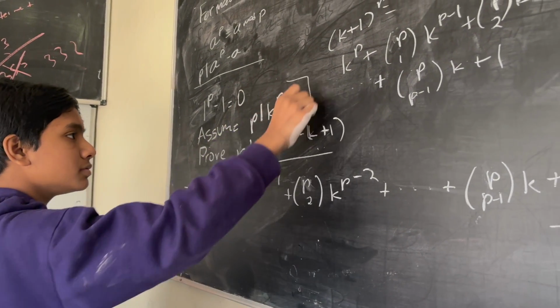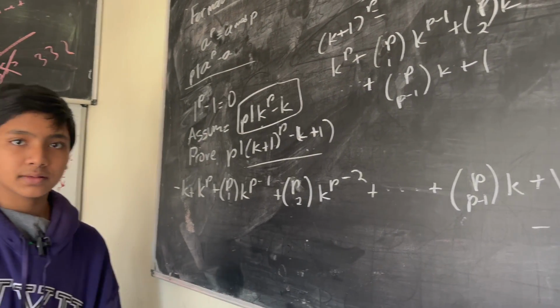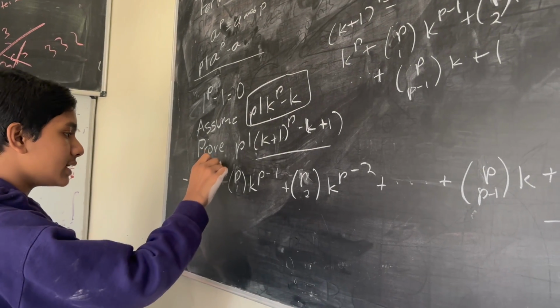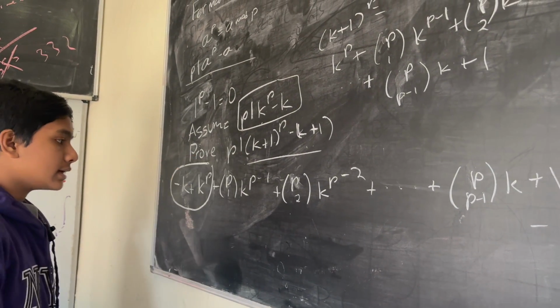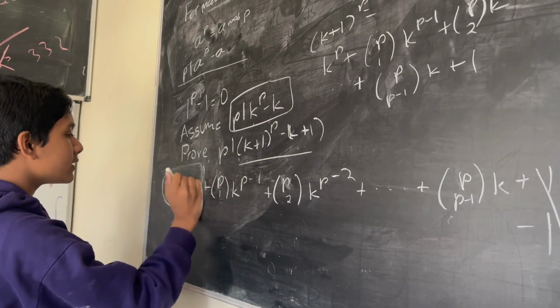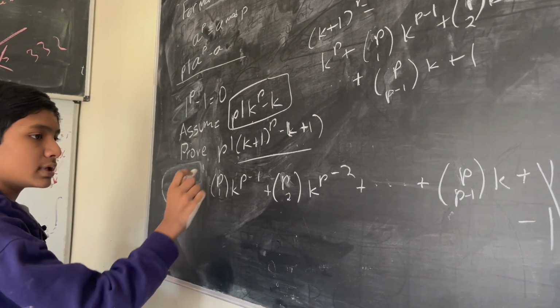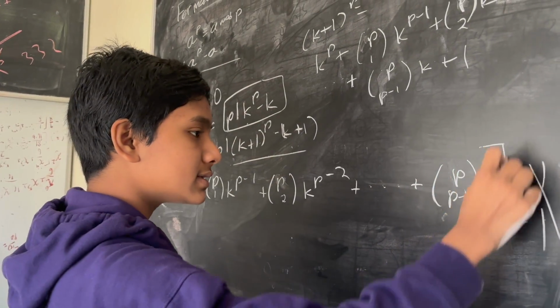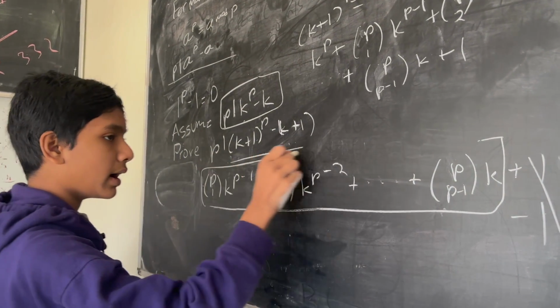But we already assumed that p divides k to the p minus k, meaning this entire part is already divisible by p, which means we can basically just erase it from the equation, and now we only have to prove that this is divisible by p.